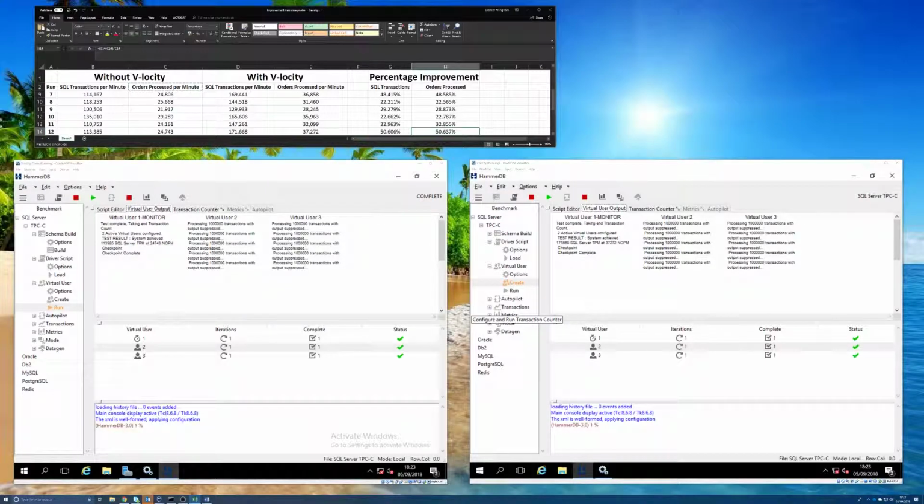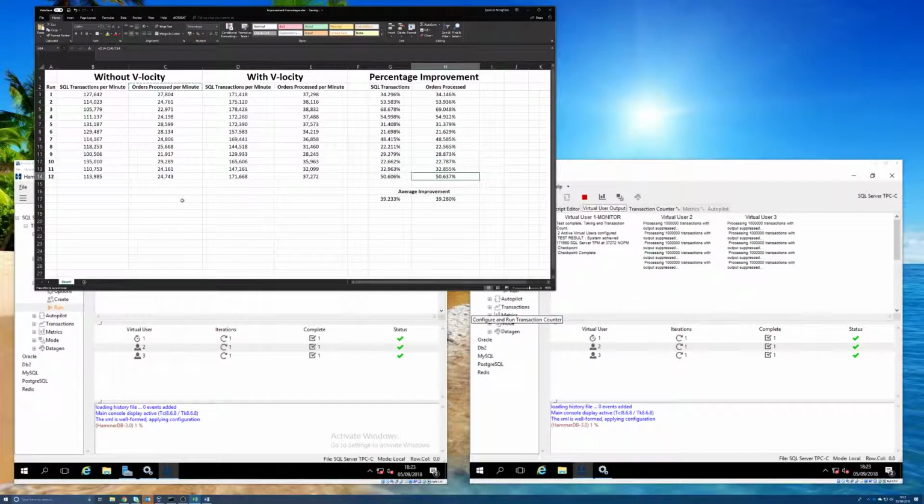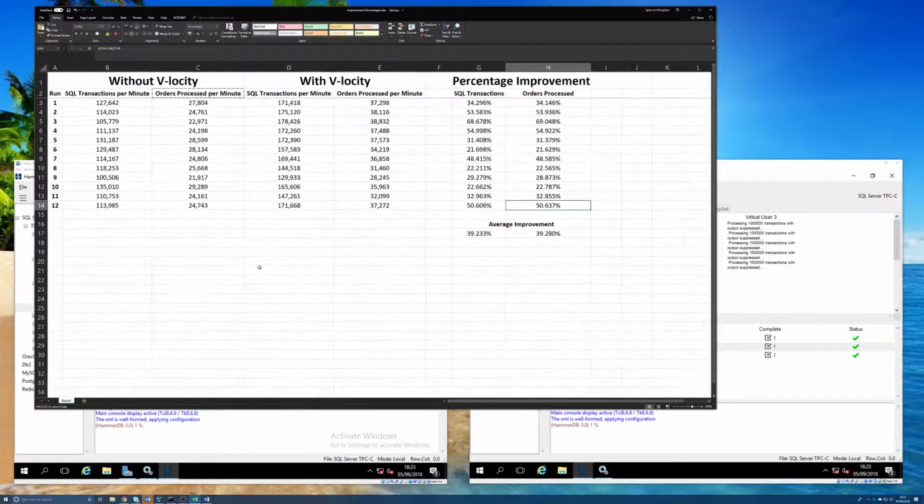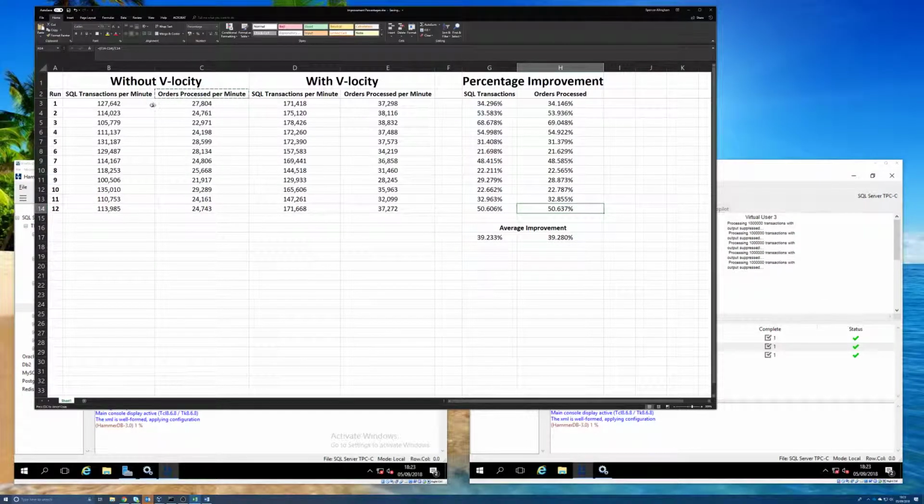So, as you can see, I've done a number of runs. That was run number 12. Let's make that nice and big so we can see that. So you can see that in each of the runs, and by the way, I was alternating which machine was running velocity each time. You can see in every single run a significant number more orders were able to be processed by this e-commerce type workload when velocity was active.